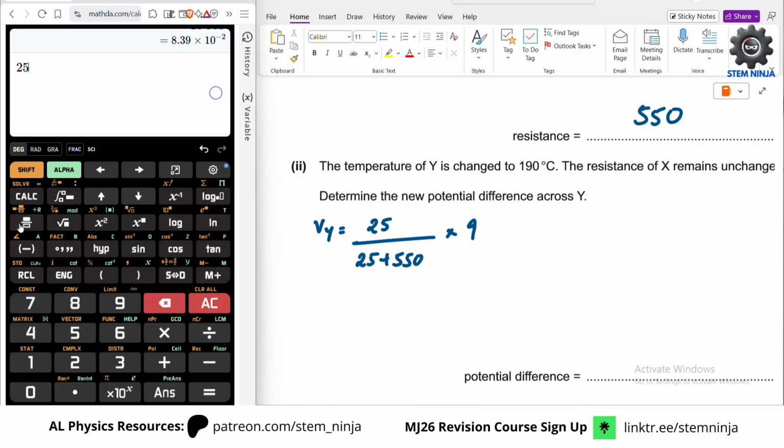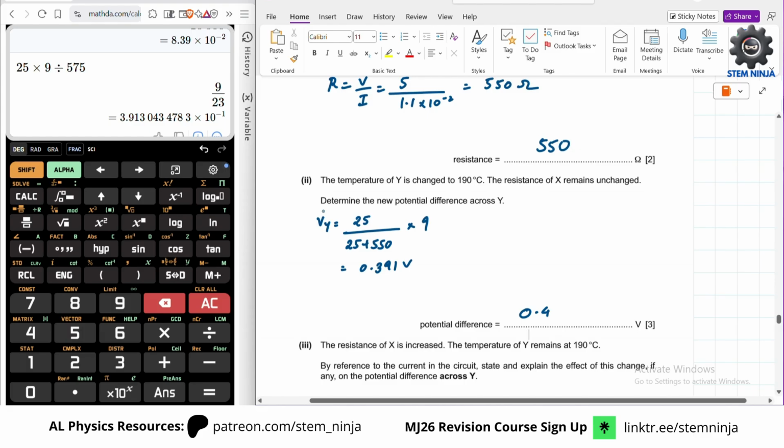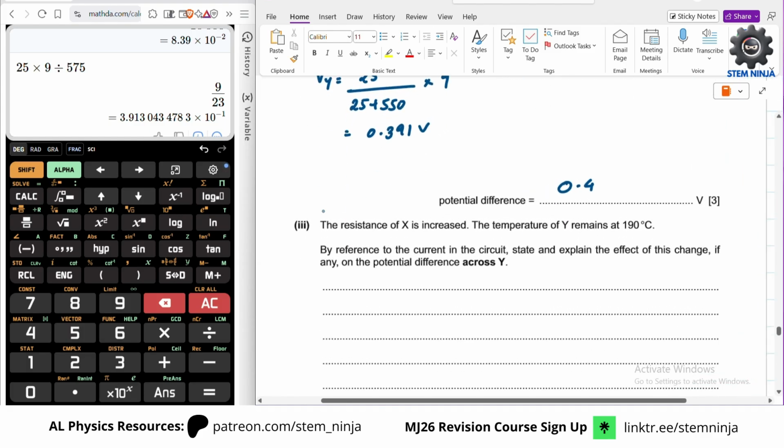So 25 times 9 divided by 575, which is 9 over 23, is 0.391 volts, so we can write it as 0.4 volts. The resistance of X is increased. The temperature of Y remains at 190 degrees Celsius.